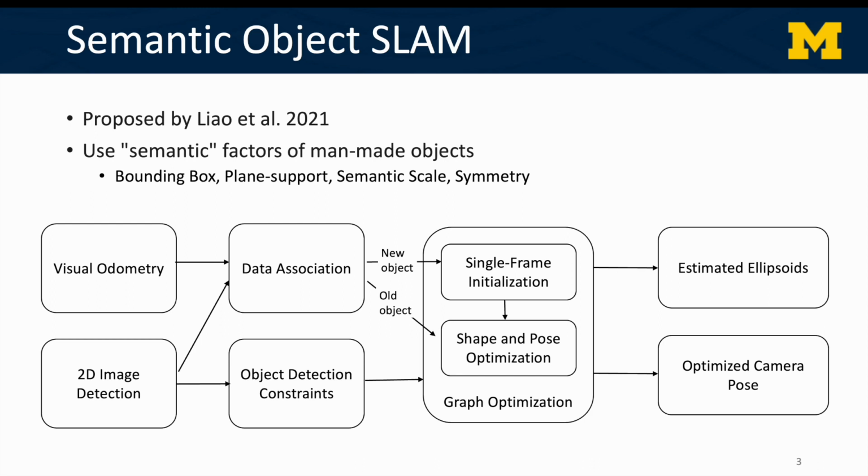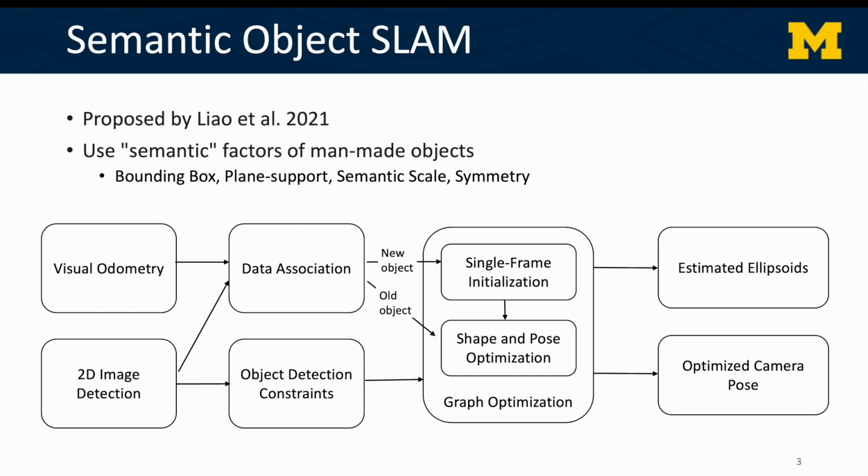Semantic-Object SLAM, or SO-SLAM, was proposed by Lau in 2021. It builds on top of the quadric SLAM framework by adding constraints on the object using knowledge about what man-made objects typically look like. We'll discuss these constraints in the following slides.